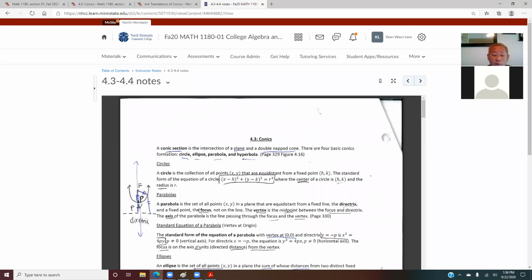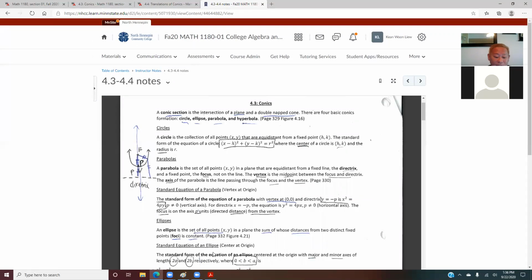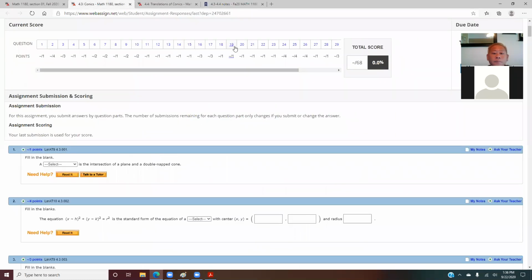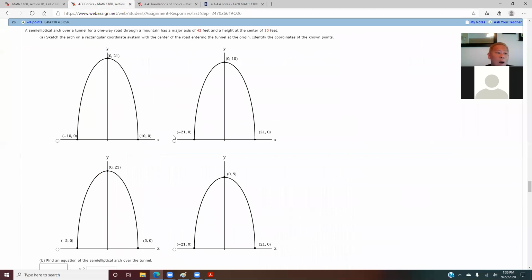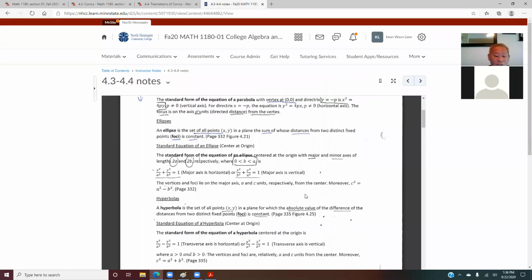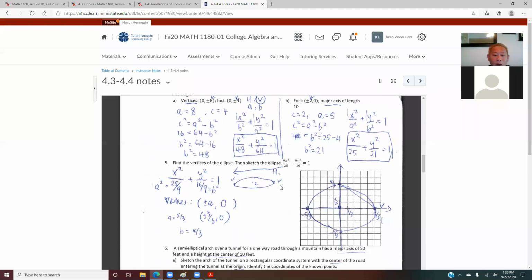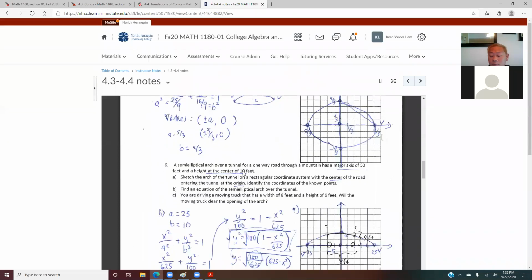So, questions on 4.3 that you guys have? This is a conics section. Anyone have questions on 4.3? You guys are quiet today. Number 26, good. Number 26 is also in my notes, which is similar to number 6. It's very similar to 6, but we'll go through it again.